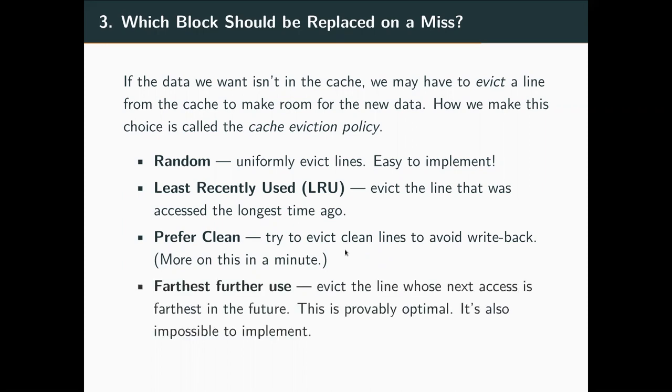Okay, and then the last policy is impossible to implement, but it is provably optimal, and it's that you want to evict the line whose next access is furthest in the future, right? You always want this. This is what you want to get to, but obviously you cannot predict the future, so we can't really implement this. And yeah, just saying, well, we want to get rid of the thing that is not going to be accessed for a long time, and that is going to be provably optimal.